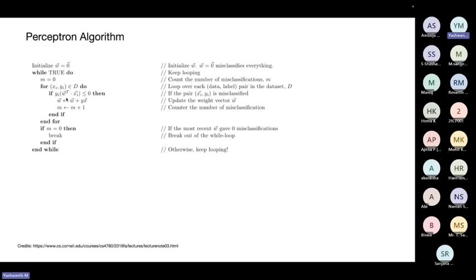When the data is separable, perceptron is guaranteed to return the point W, which can classify all the points correctly. When the data is not linearly separable, it will not work. So this is the algorithm of perceptron.